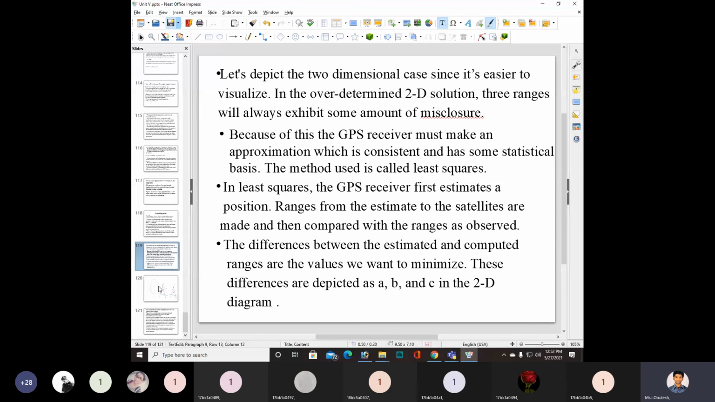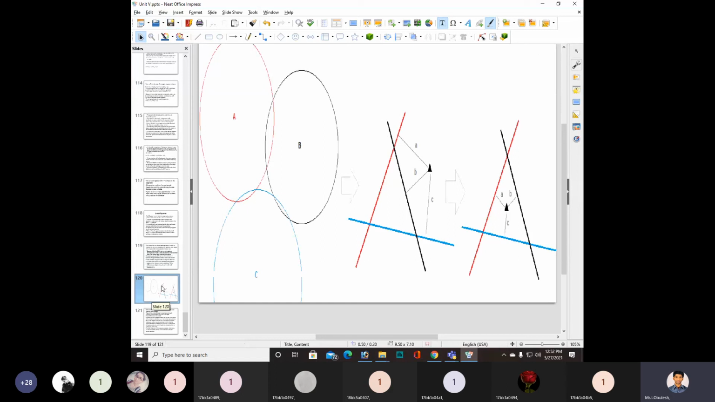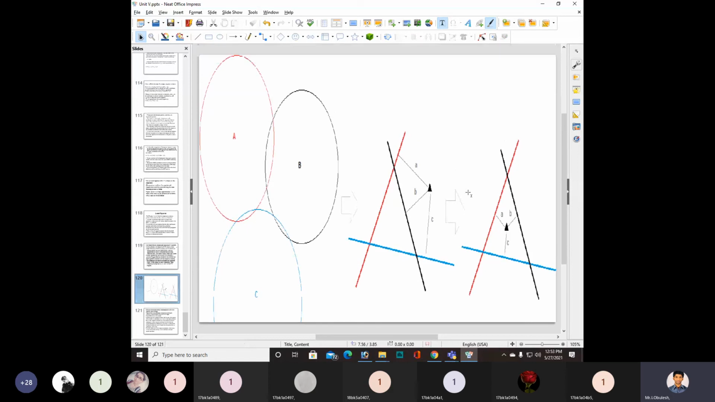You need to see the diagram here. This is the two-dimensional diagram. Here we have A, B, C. You need to convert this ABC circle into straight lines.